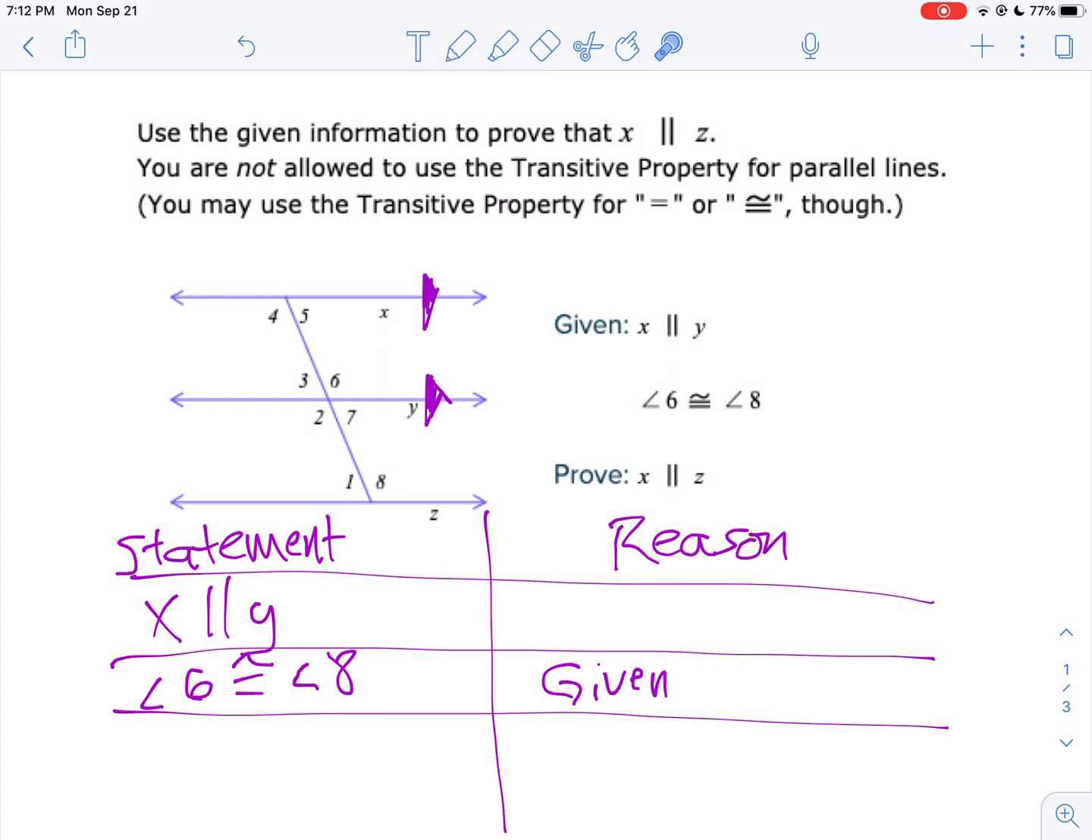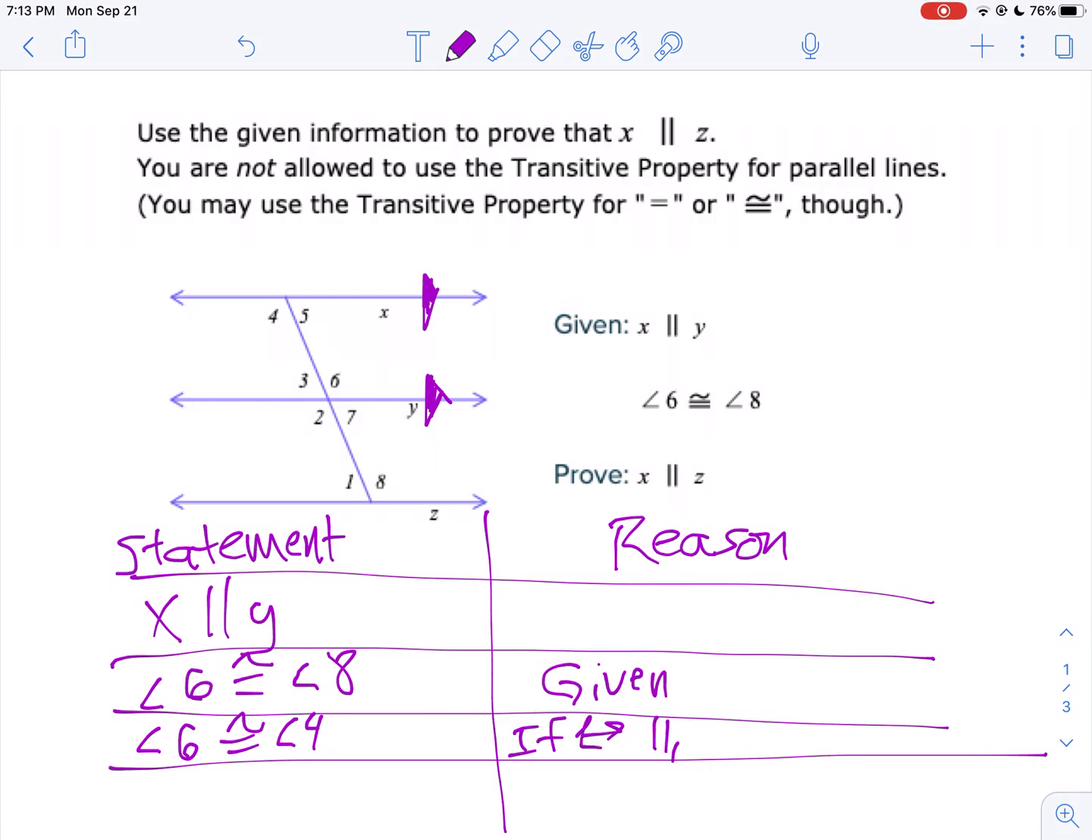Well, what I'm going to do is look at line X. Since we know X is parallel to Y, we have alternate interior, alternate exterior, all those angles that are congruent. Looking ahead, I want to use angle 6. Angle 6 is congruent to angle 4. So let's write that down. Now, why do we know that? Well, if the lines are parallel, then in this case, we have the alternate interior angles congruent. Angle 4 and angle 6 are alternate interior angles.